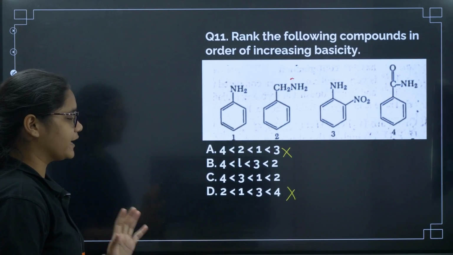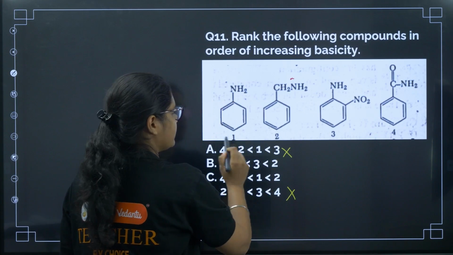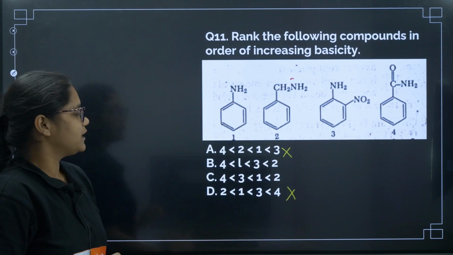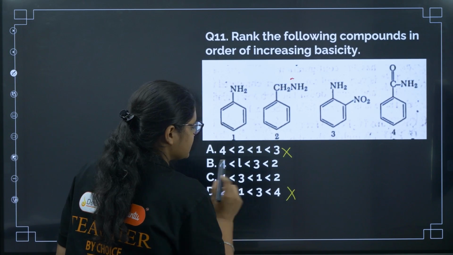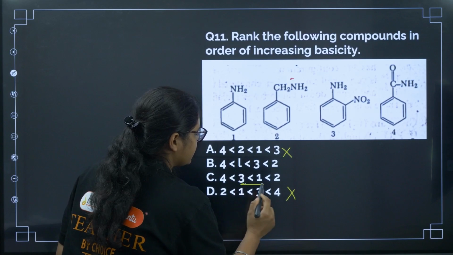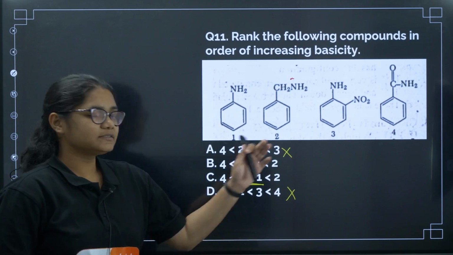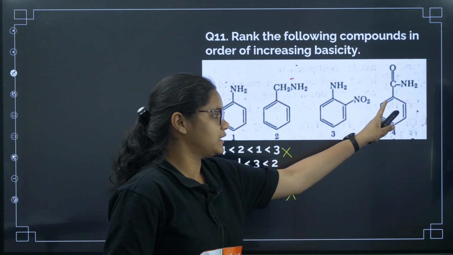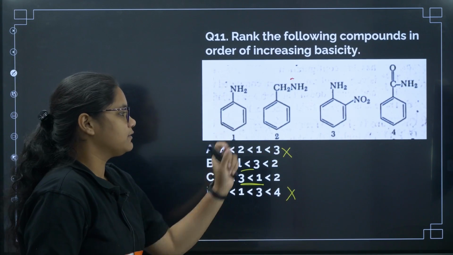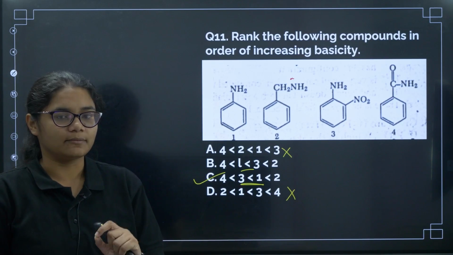Okay. Next, if you see here, one electron withdrawing group is there, here no electron withdrawing group is there, right? So definitely 1 will be greater than 3, right? But if you see here, 1 is less than 3, so the 1 will be greater than 3, so this option will come. Now this one has two similar resonating structures, so that is why this NH2 is also not available. It will have the least basicity. So the correct answer for this question is option number C.